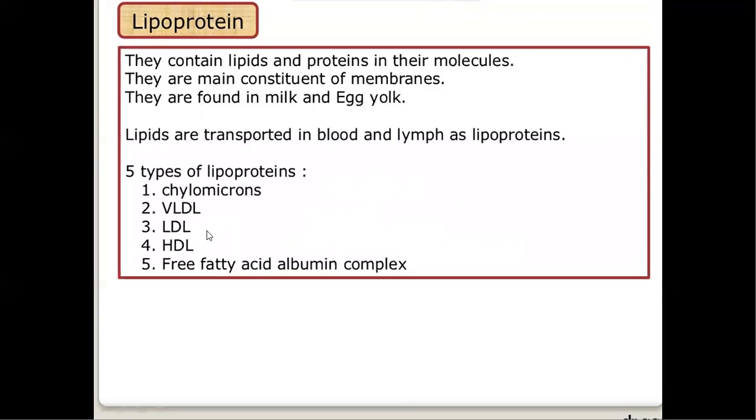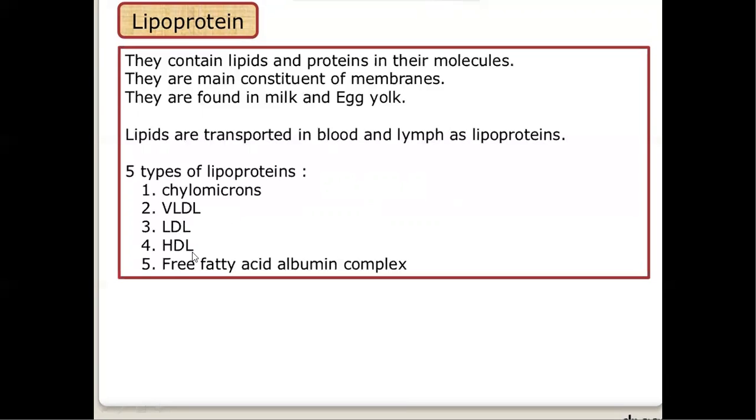So here LDL is called bad cholesterol. Why? Because the protein content present in LDL is comparatively less, whereas in HDL the protein content will be more. So LDL is acting as a bad cholesterol, because LDL is useful for transporting cholesterol from the liver to the cell. So due to an increase in the level of LDL, the cholesterol levels will increase in the cell.